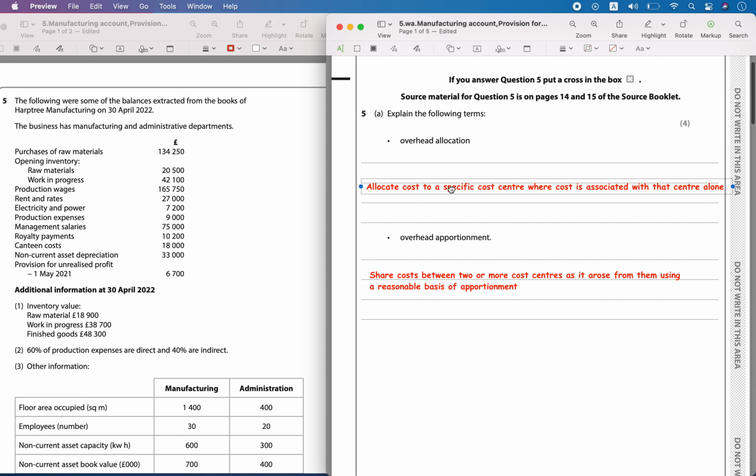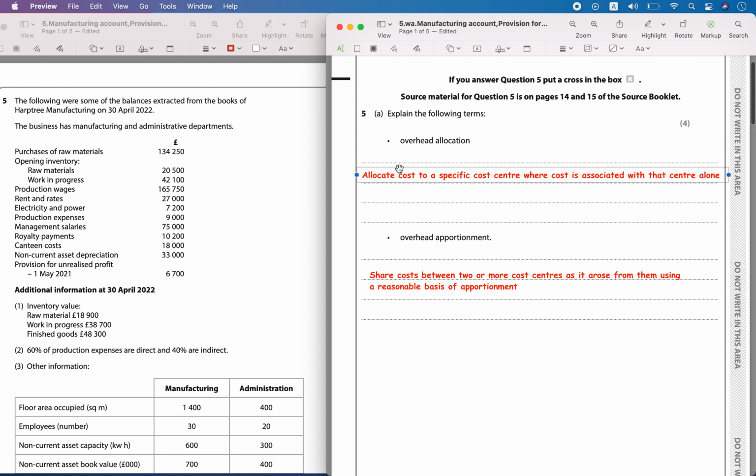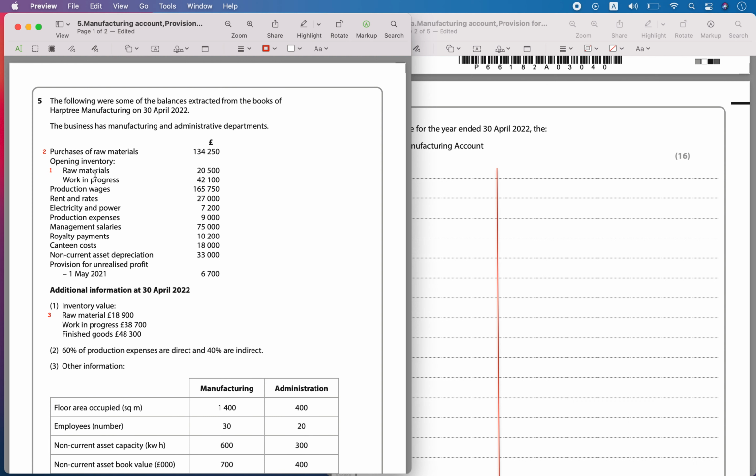Explain the following terms. Overhead allocation. Here you are going to allocate a cost to one specific cost center, because the cost has been generated by that cost center alone. But in certain cases the cost will be associated with two or more centers, so you're going to share. Apportionment means share the cost.